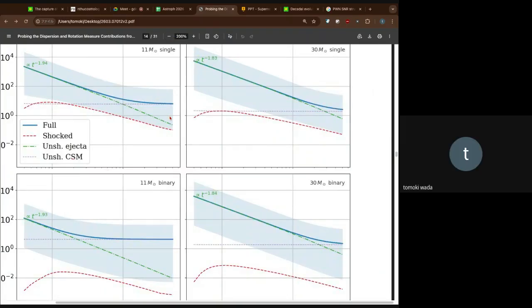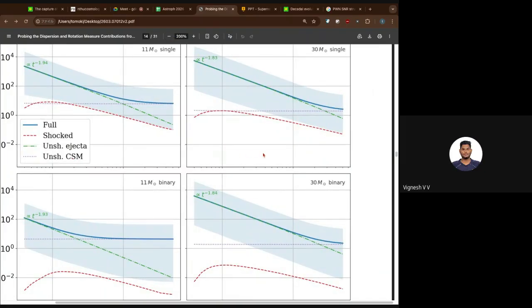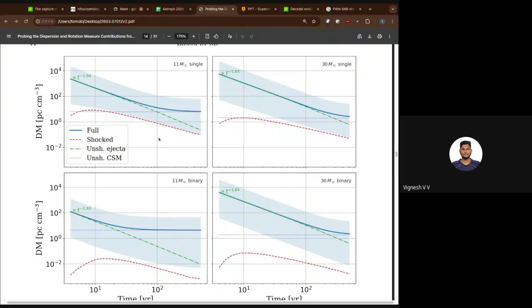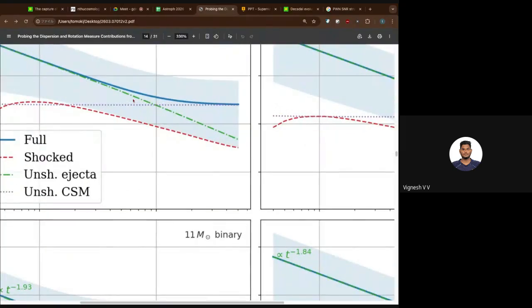Is it clear? I think yes. I didn't see there is another dotted line. Okay, now it makes sense. Yeah, the flat one. I was only checking three lines: the red dotted, the green dotted, and the blue solid. Okay, yeah, it's the CSM component. Makes sense. Dominant later. Thank you.